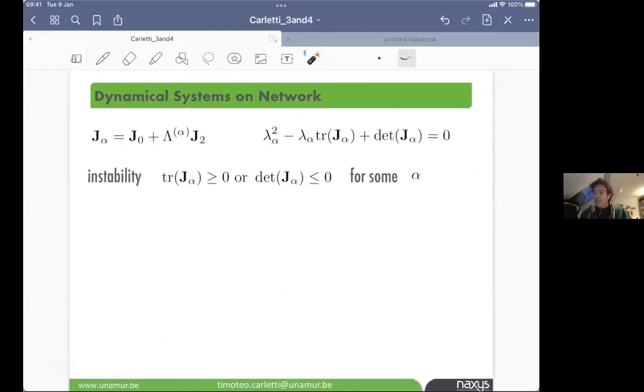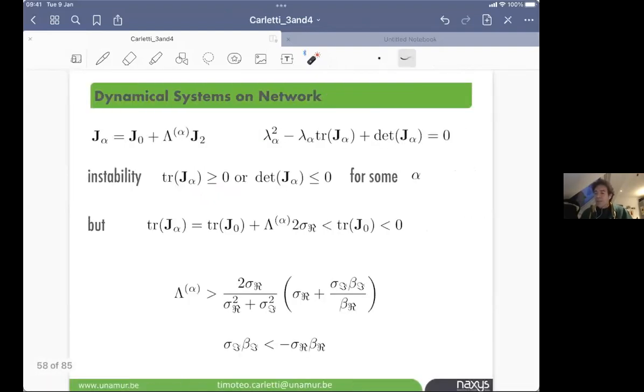Again, because you have this constant matrix, which is a 2x2 matrix anyway, you have to compute the spectrum. You have to solve the second order equation, which is the same equation that we used for Turing, even if now it is a completely different field. And so the instability can occur either if the trace is positive, or if the determinant is negative for some alpha.